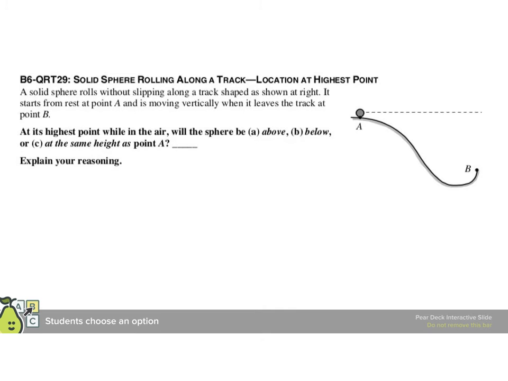A solid sphere rolls without slipping along a track shaped as shown at the right. It starts from rest at point A and is moving vertically when it leaves the track at point B. At its highest point while in the air, is the sphere above, below, or at the same height as point A?